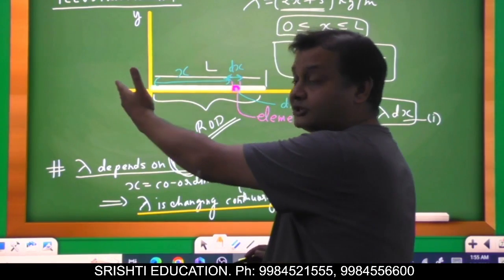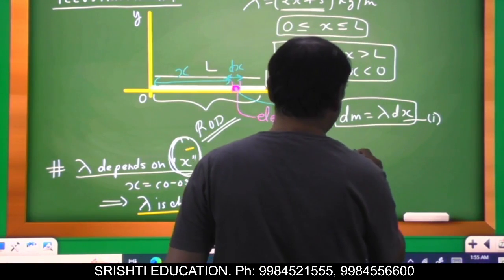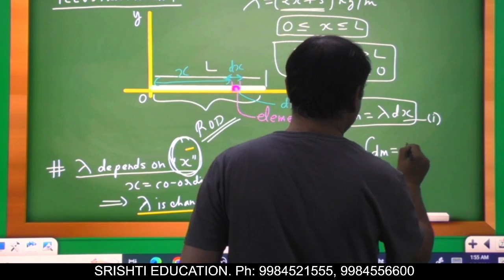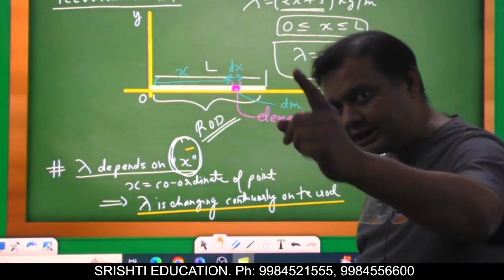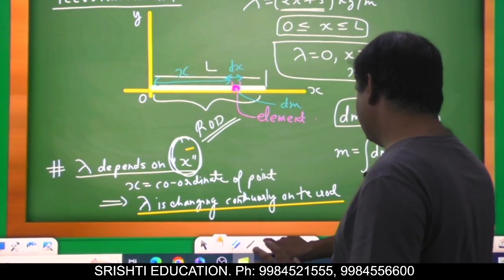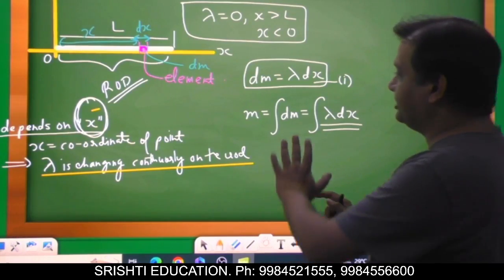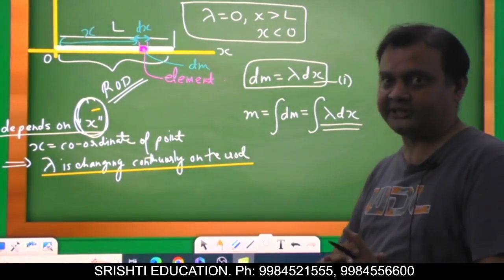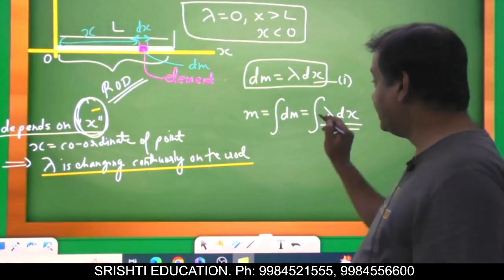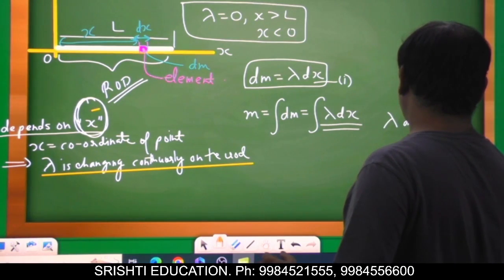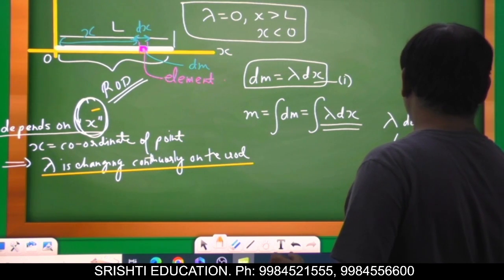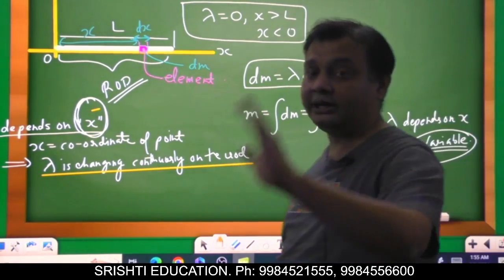Now there will be a large number of such elements, so the total mass of the rod will be integral of dm, that is integral of lambda dx, correct? Now what do you think, will lambda come out of the integral in this case? No, exactly, lambda will not come out, because lambda depends on x. So lambda is a variable, it can come out only if lambda is constant. So lambda will not come out of the integral.